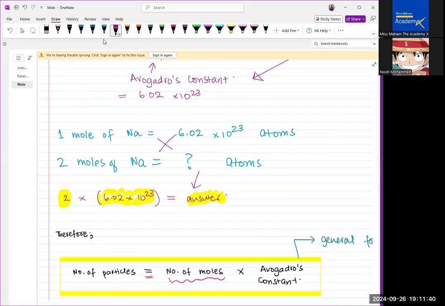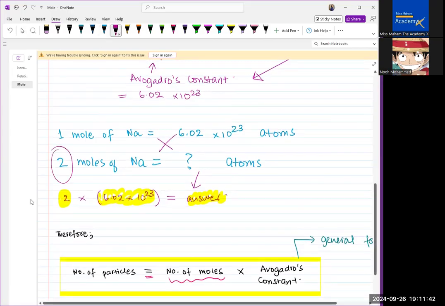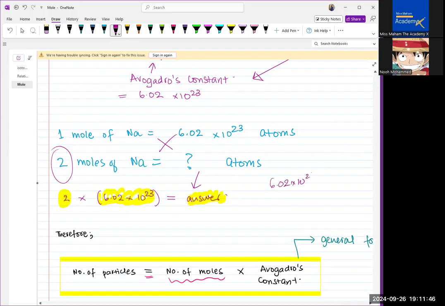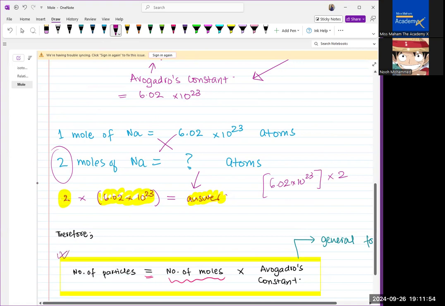I asked you how many particles 2 moles of sodium will have. So you told me 6.02 into 10 to the power 23. This whole number should be multiplied with 2 for 2 moles, right? So we did that and we came up with this general formula.